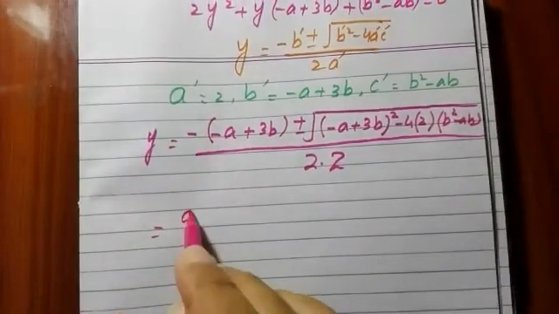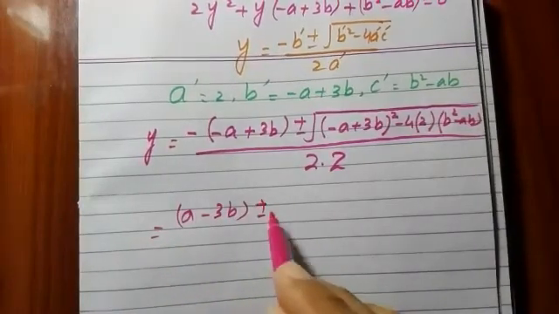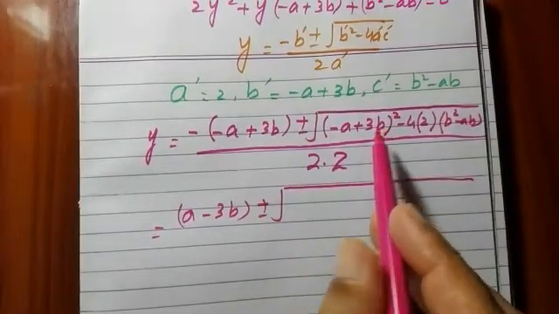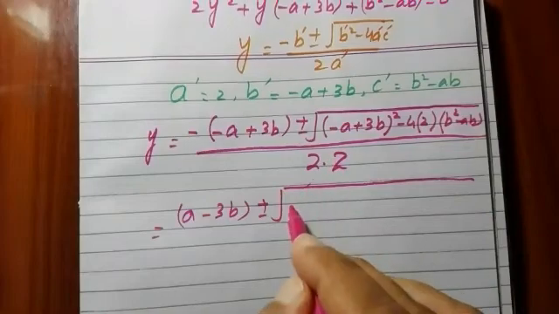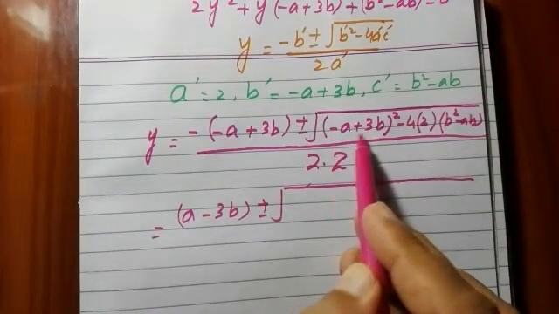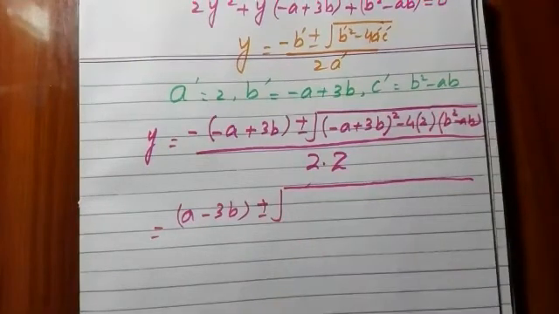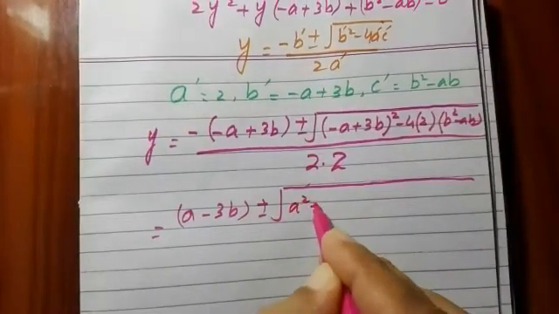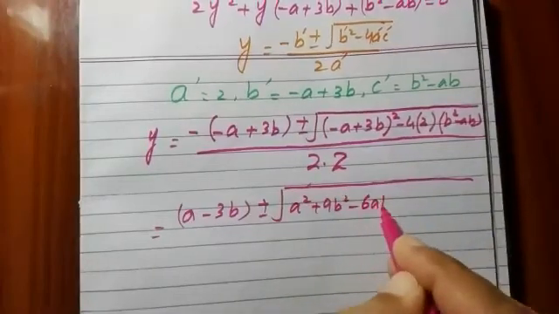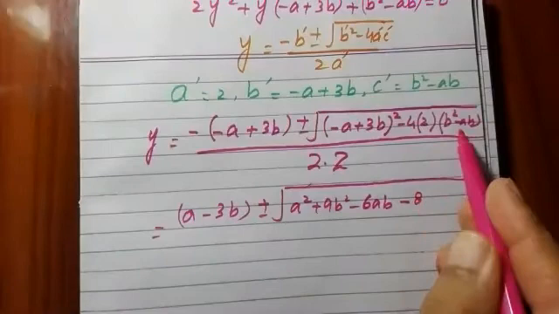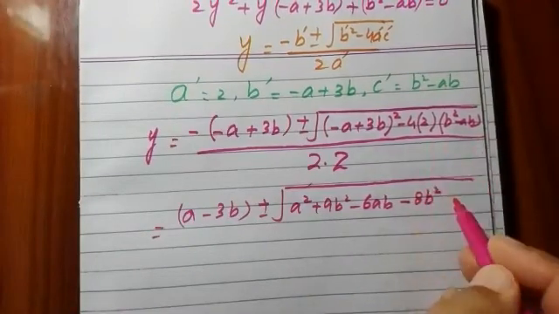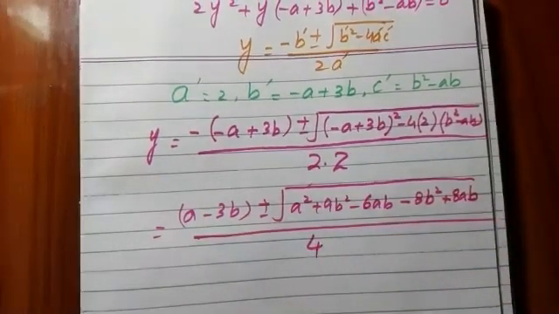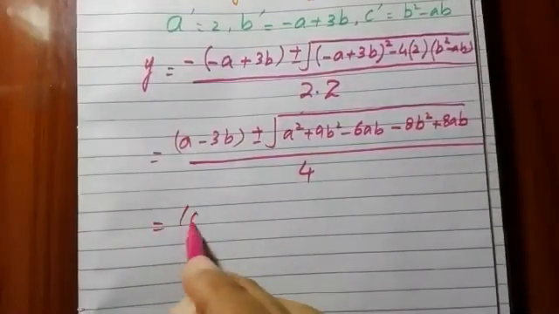So shift the negative inside, a minus 3b plus minus will be there. Expand this whole square within the radical sign, so it will become, because one is negative, one is positive, keep it in your mind that you will use the formula of a minus b. So if I expand it, it will become a square 9b square minus 6ab and minus 8b square plus 8ab over 4. So we will further simplify it.